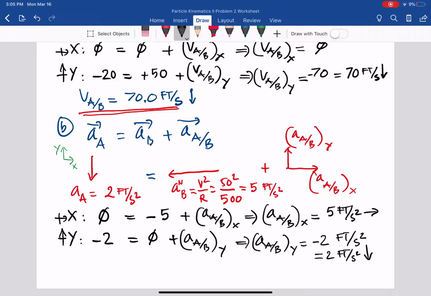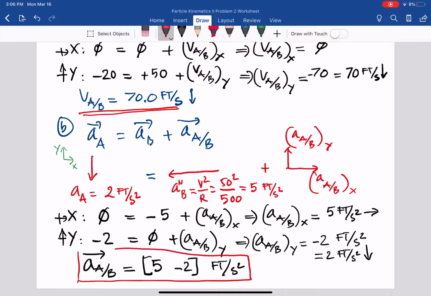So from that, if we use the Cartesian form, the relative acceleration of passenger A relative to passenger B on the other train will be equal to 5 for x, negative 2 for the y component, and the unit is feet per second squared. And that is the boxed answer for this problem.